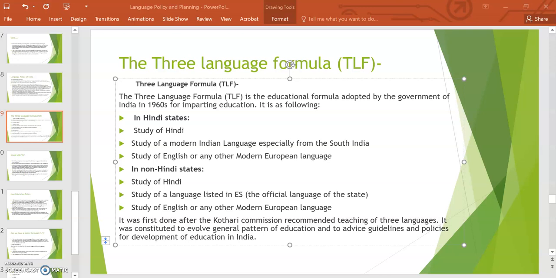In non-Hindi states, Hindi has to be studied, though in Tamil Nadu it is not compulsory. The second language is the study of a language listed in the 8th schedule, and this language could be the official language of the state, or the state official language in which the student lives. And the third language could be study of English or any other modern European language.